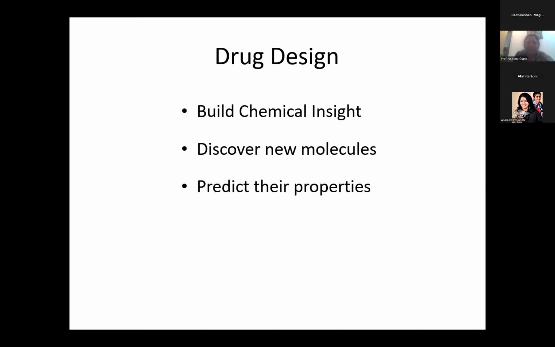The drug designing process as a whole depends on these three basic principles. One has to build chemical insight about the biochemistry of the disease and the biomolecule related to that and the drug required for that. Then one has to discover new molecules and predict their properties, to see if a new molecule has proper properties which makes it a drug candidate against certain disease.